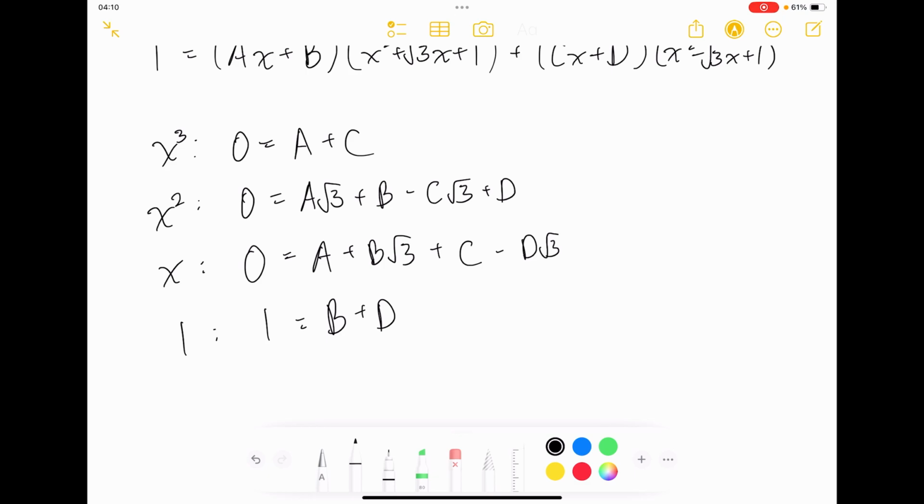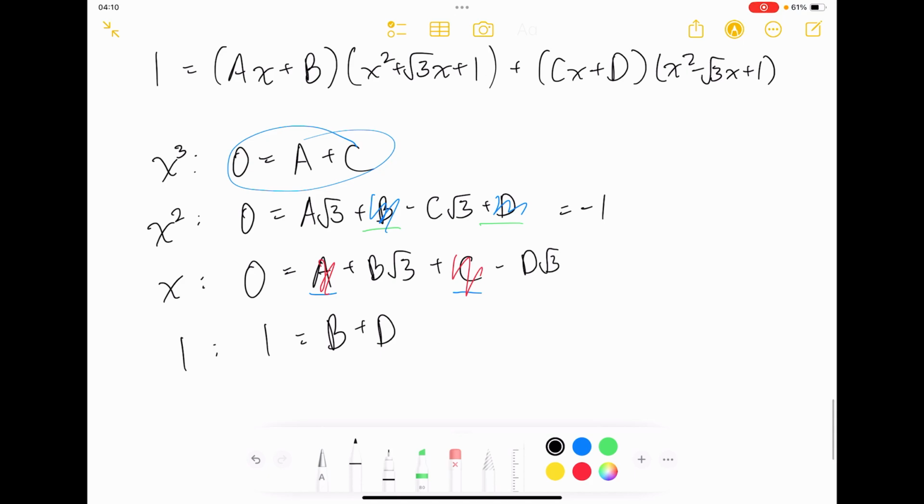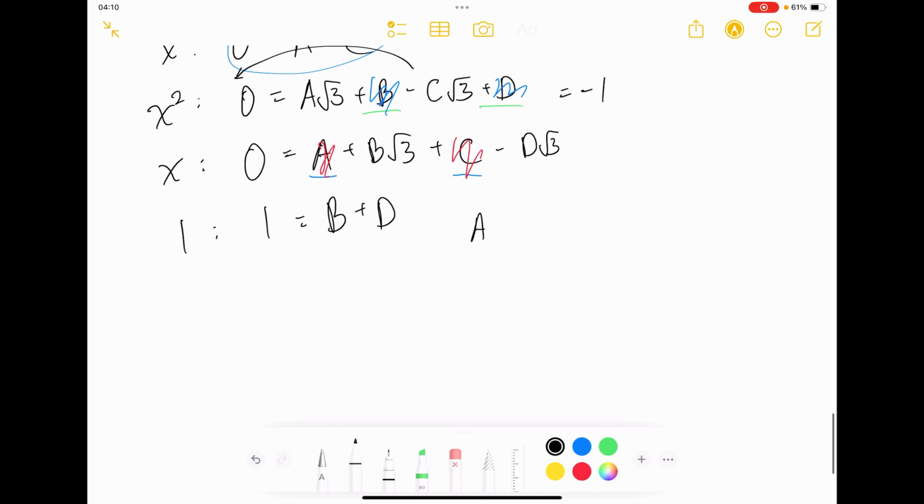So what I see personally is that we've got an a plus c going on here, but we know a plus c is 0. So this goes away. And the same thing happens with here. So b and d, and then b plus d is 1. So if I get rid of this, this is actually equal to -1 if I move the b and d to the left. So what I end up with is a root 3 plus, nope, not plus, minus c root 3 is -1.